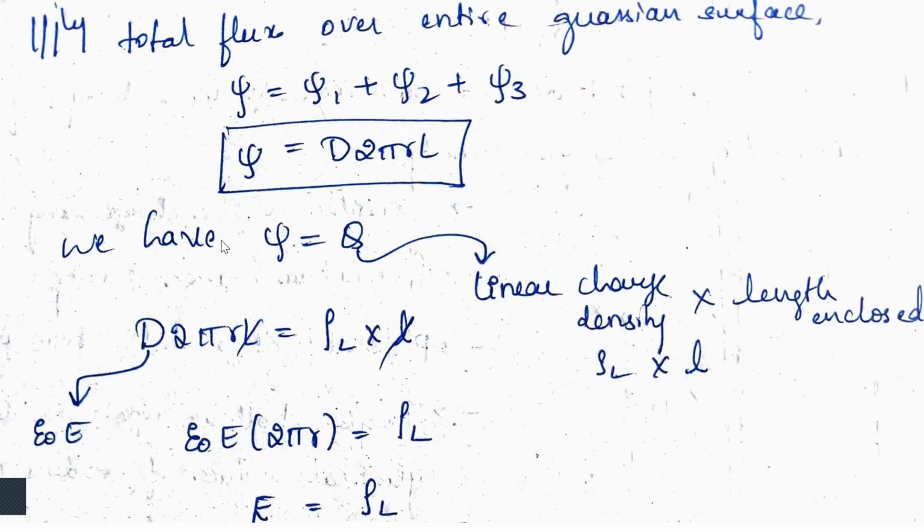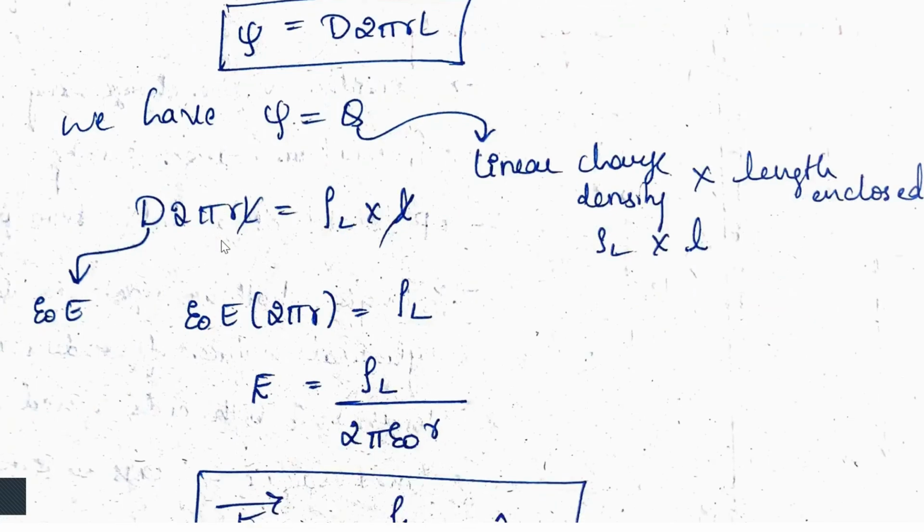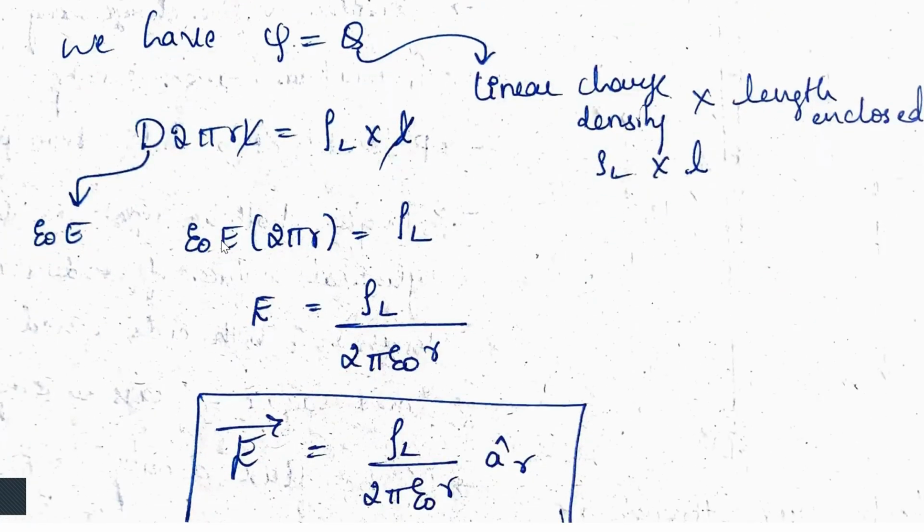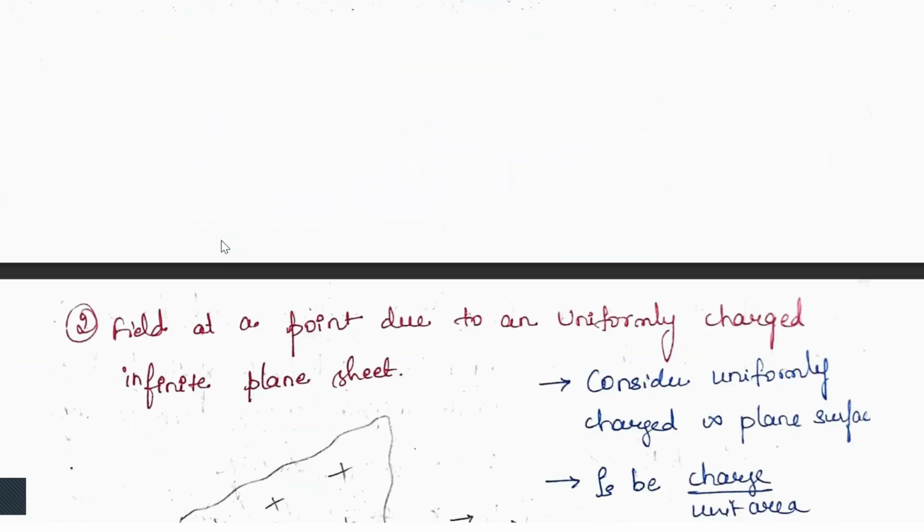We have ψ is equal to Q, that is the linear charge density into the length enclosed. So equate those two. D 2πrL is equal to ρL into L. L and L will get cancelled. D can be expanded as ε0 into E. Substitute that and write the equation in the form of E, that is ρL divided by 2πε0 r. E vector will be equal to ρL divided by 2πε0 r into a_r cap. This was our first application.